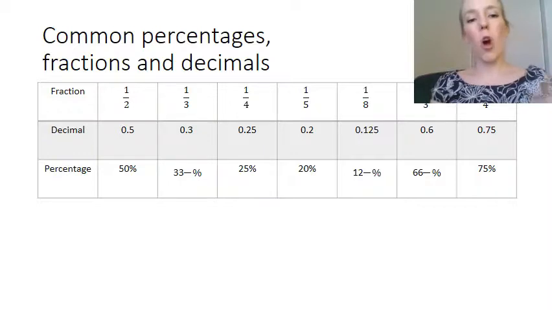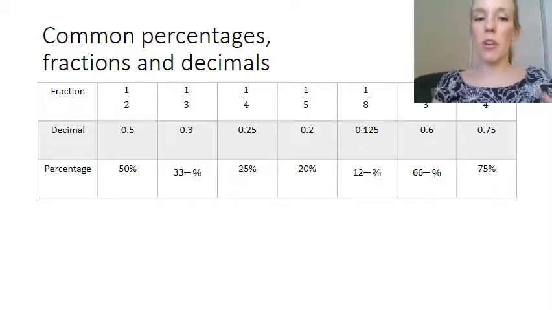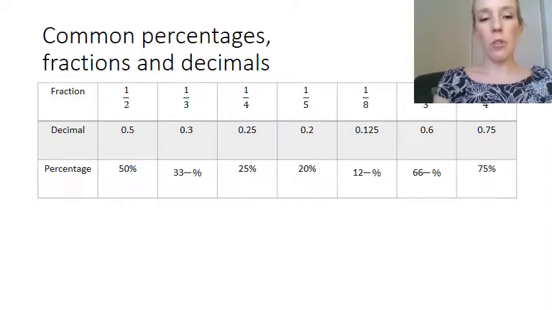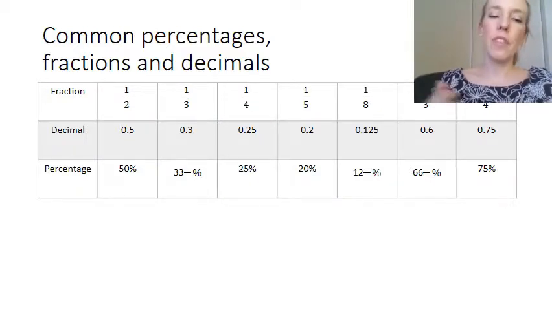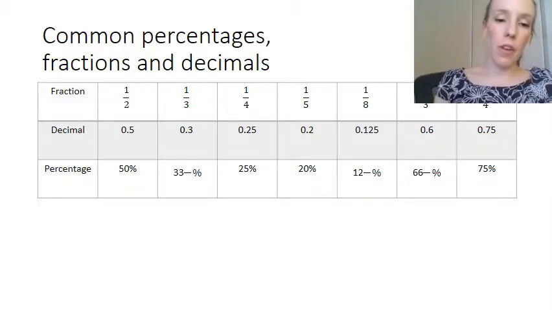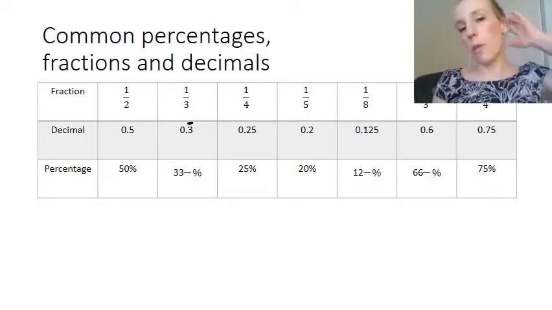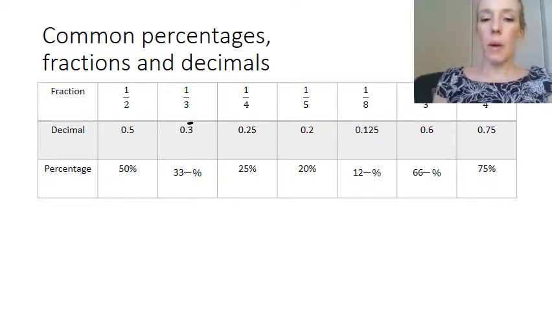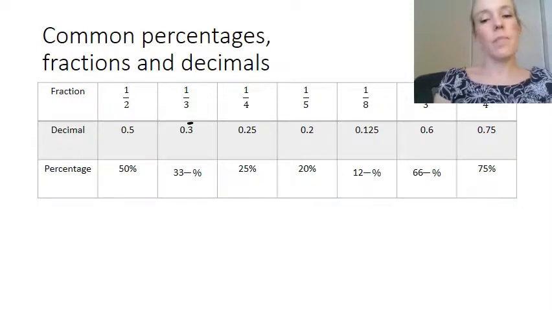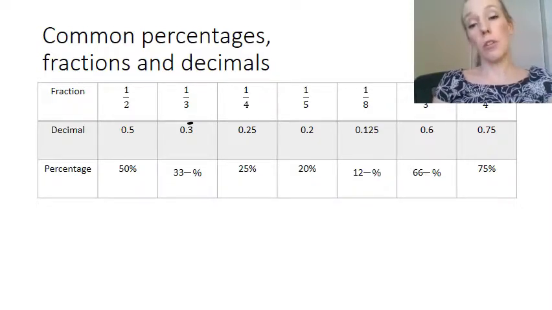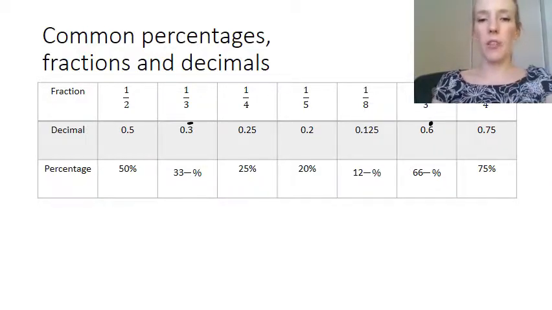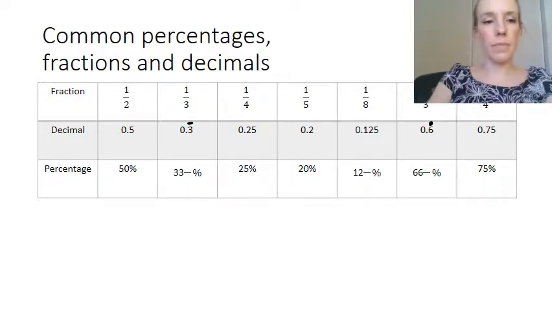Okay, so just some common percentages, fractions, and decimals here for you to have a look at. These you'll use a lot of the time. So 50% is 1/2, which is 0.5. 33% is 0.3 recurring, 1/3. 25% is 0.25, 1/4. 20% is 0.2, 1/5. 12.5% is 0.125 or 1/8. 66% is 0.6 recurring or 2/3, and 75% is 0.75 or 3/4.